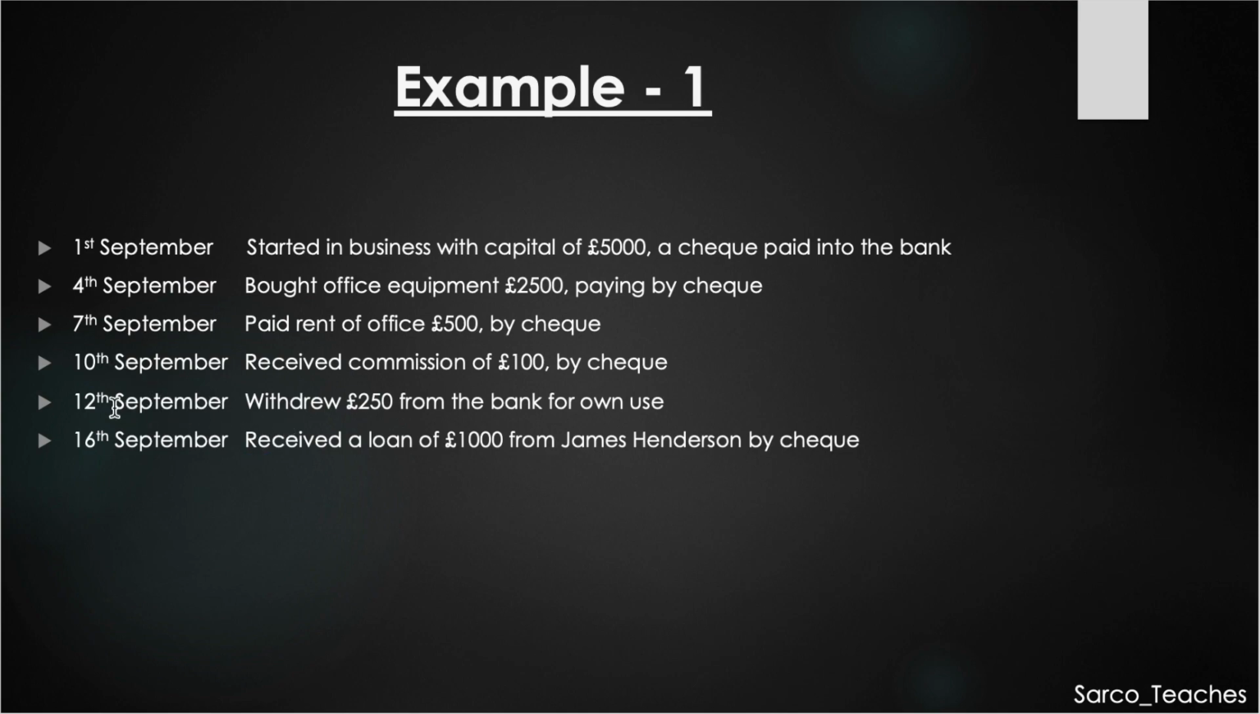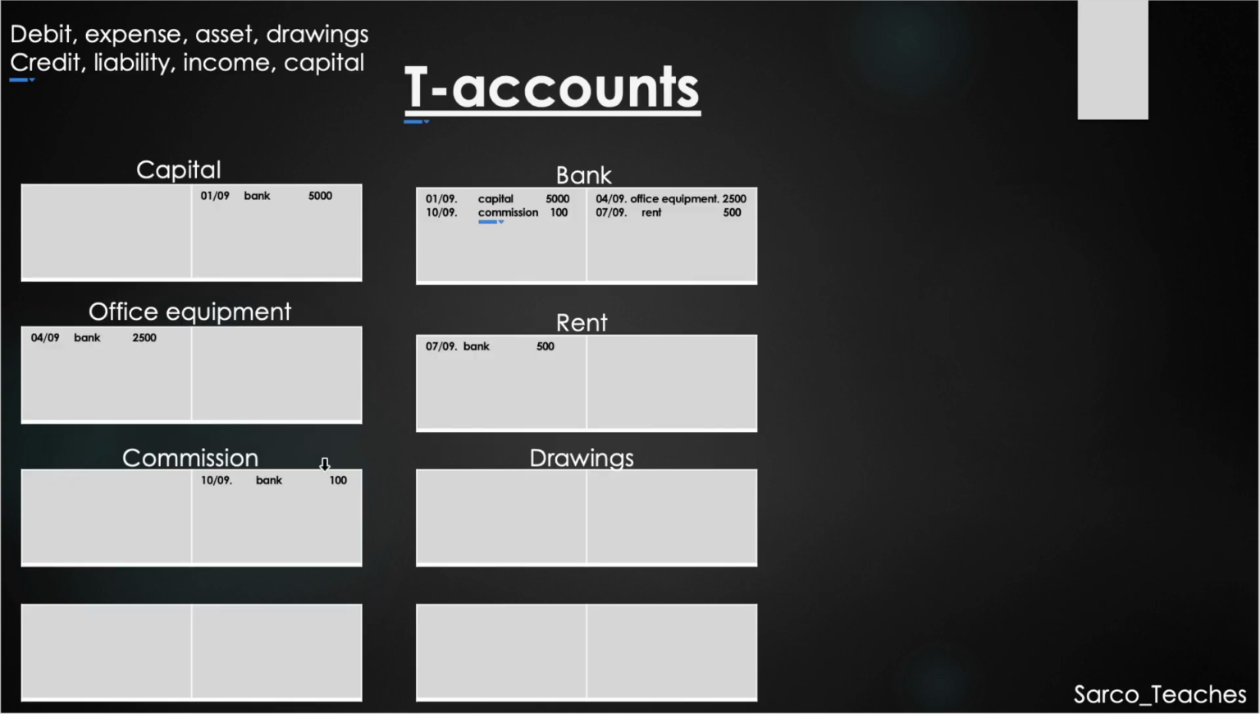Also, DEADCLIC tells us that drawings goes onto the debit side. So we'll be putting the date, which is the 12th of September, onto the debit side of drawings. Once again, details is bank and the amount is £250. So we're going into the bank and do the same thing. However, is money coming out? So it comes out from the credit side, which is the right side.